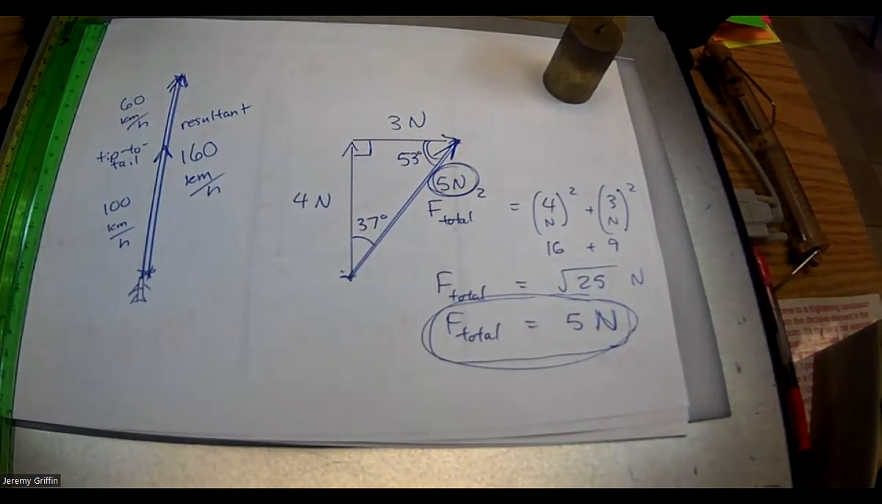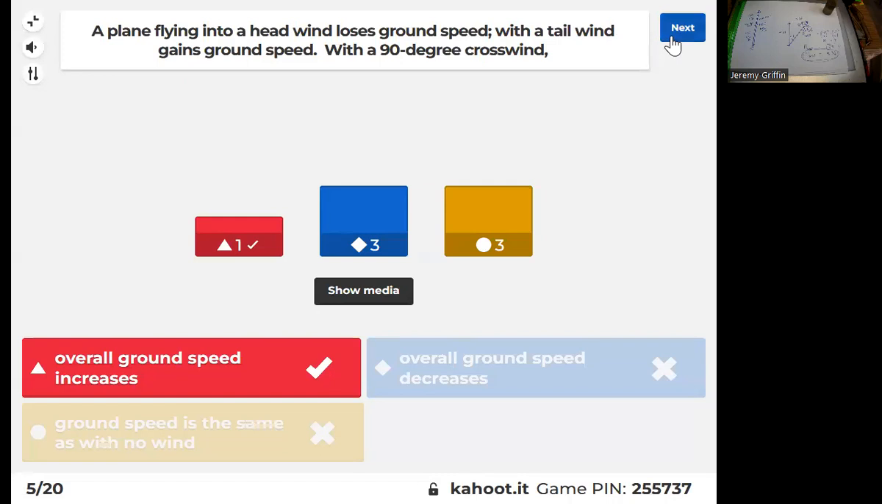So the plane actually moves faster relative to the ground than it could without the wind. You've got the plane relative to the air, and the air relative to the ground. Put those together, you get the plane relative to the ground.